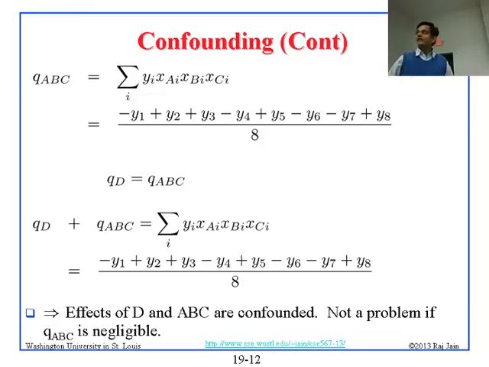So when you get that effect, you don't know whether it is QD or whether it is QABC, or how much of this is QA. You don't know that. So basically what you are getting is the sum of those two, and if you assume that QABC is negligible, then you can assume that this whole thing is QD. So if you know QABC is negligible, then this is a good design. If you know QABC is non-negligible, then this is not a good design.